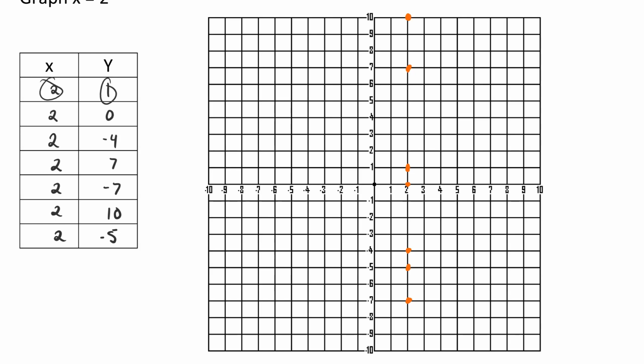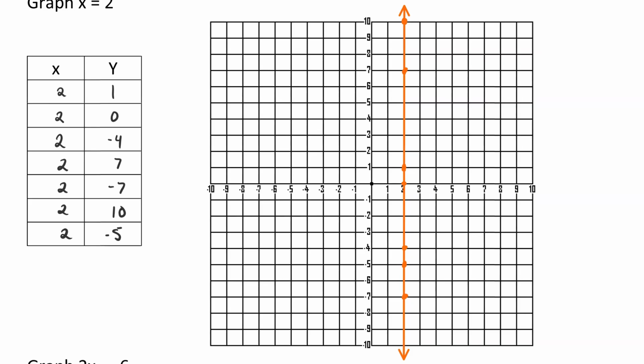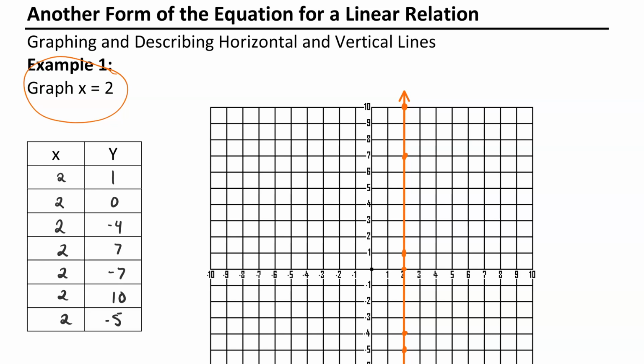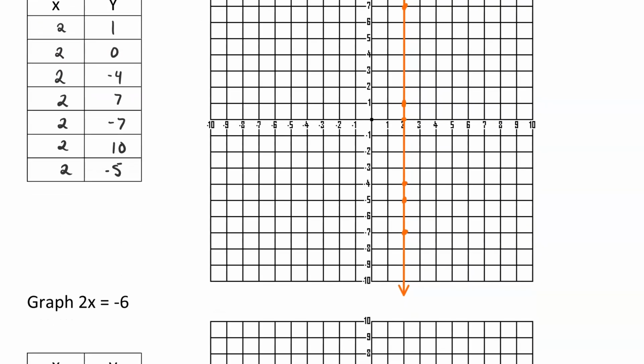Now your next step is to create your line with the arrows at both sides because it's going to continue in either direction. Your line may not be as nice as mine, but the whole point here is to create that vertical line so that you can see that when you're graphing something where x equals 2, it's going to create a vertical line on the 2 right here, where you move over to the 2 on the x.